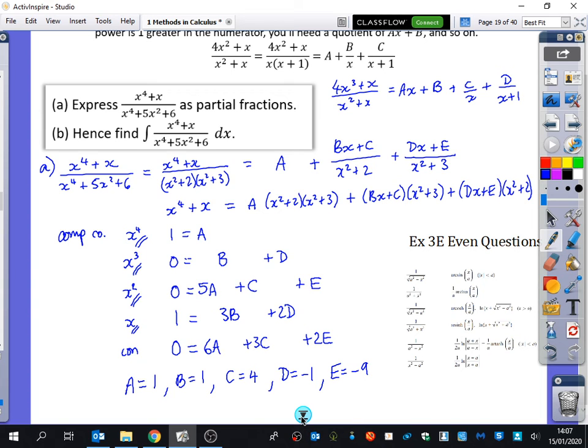Now, I've not seen this come up in a mark scheme before, but you can do it on the calculator, so I don't see why they wouldn't let you just do it on the calculator.